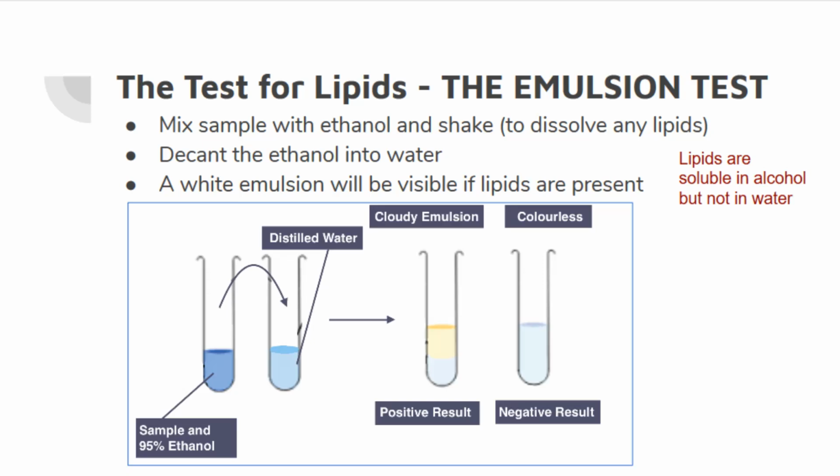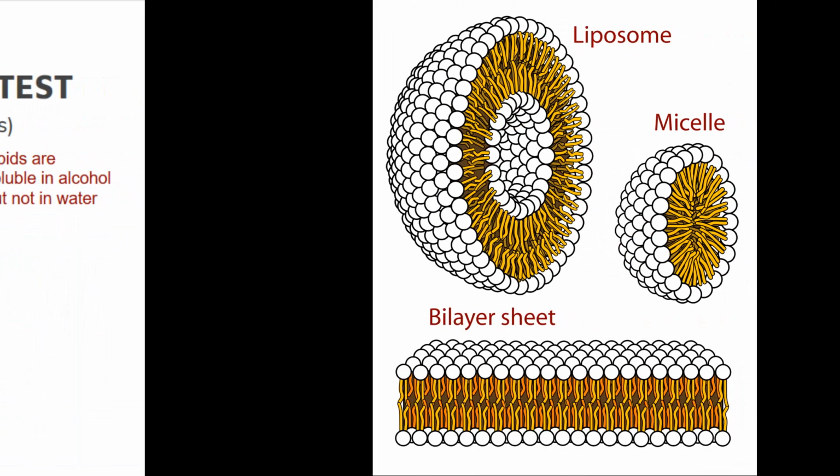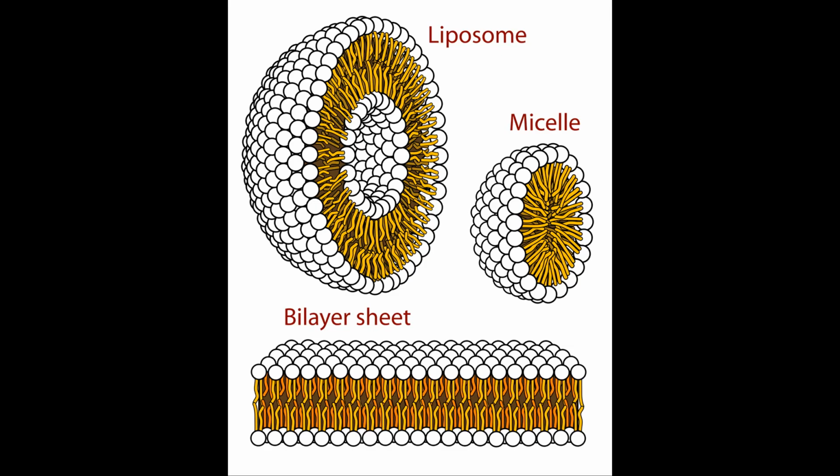Hydrophobic means water-fearing, nonpolar molecules that are lipid-soluble. Fatty acids are hydrophobic. Hydrophilic means water-loving, polar molecules, water-soluble, but not soluble in lipids, such as the phosphate heads on phospholipids.